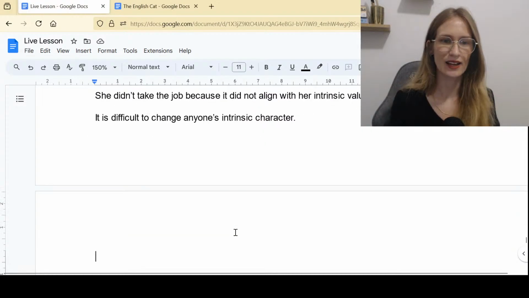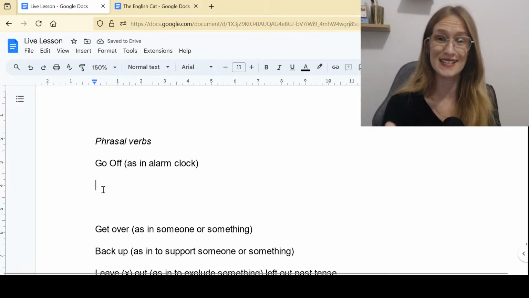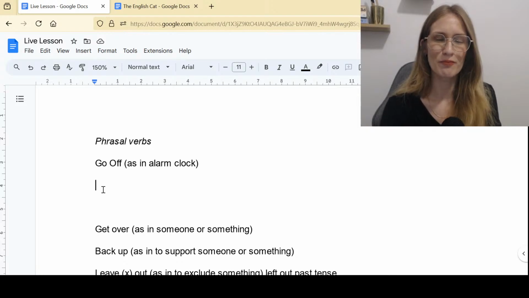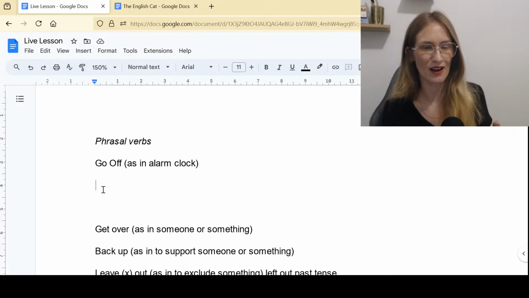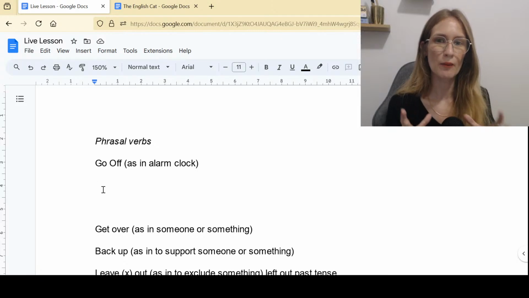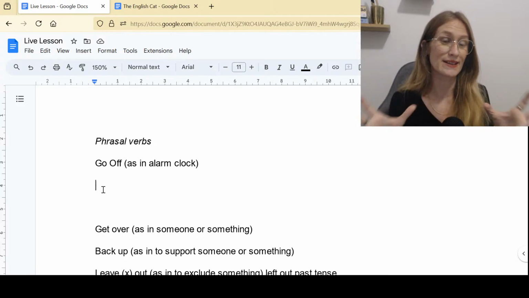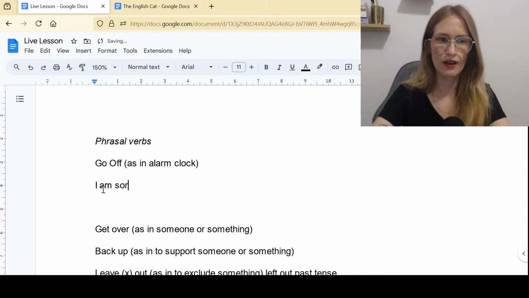Okay, so let's look at phrasal verbs. Some of these you may know, some you may not. So to go off as in alarm clock. So when we wake up in the morning and our alarm clock makes a sound and we have to turn it off 4 or 5 times. Actually, I am someone who, as soon as I hear my alarm, I wake up. But I know some people it takes 4 or 5 times before they actually wake up. So when we talk about this moment that the alarm clock makes a sound, we say the alarm clock goes off.